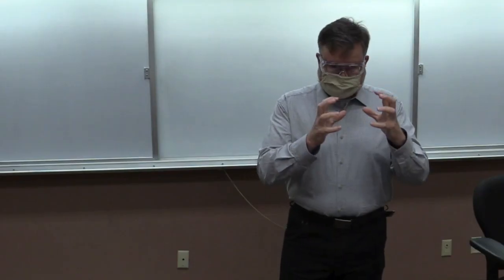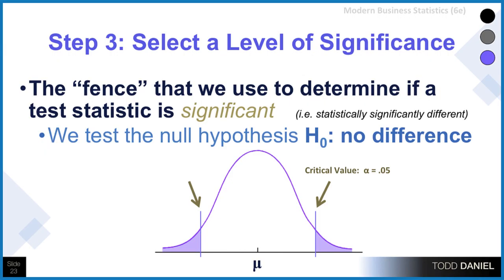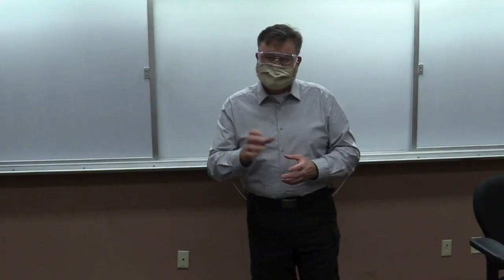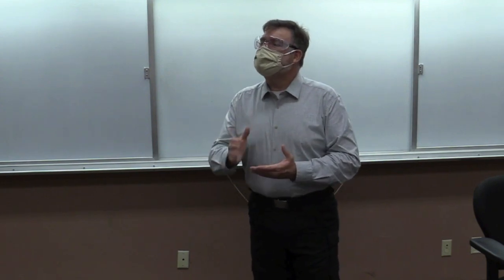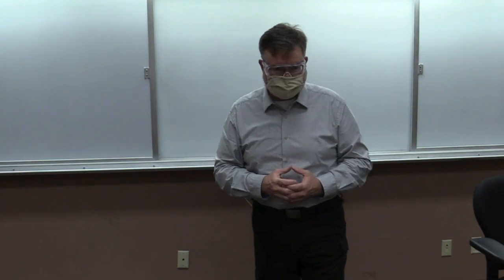So in that white area in the middle of the curve, we have the area where we fail to reject the null. And that just means we stay with our original assumption of no difference. But it's not a real difference. It's not a difference that really matters. It's not statistically significant in its difference.